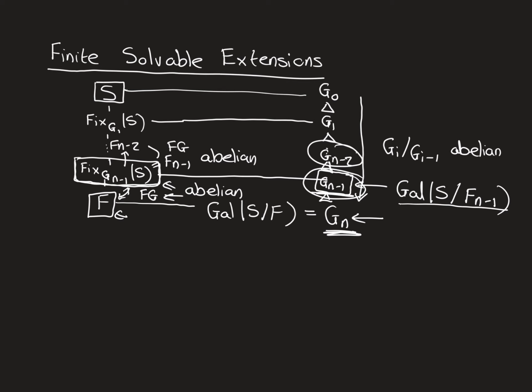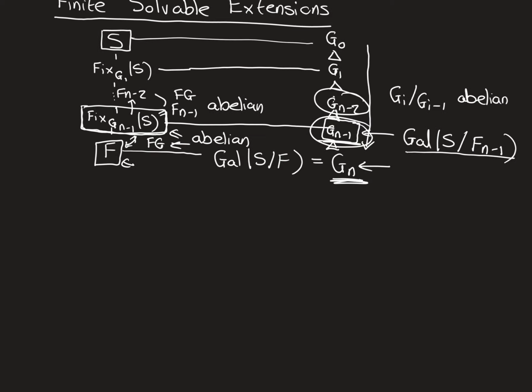And you can go on. You can conclude, basically, that all of these extensions that we've built here are finite abelian extensions. So what actually I've been able to conclude is that if I've got a finite solvable extension, it is actually built out of a whole bunch of finite abelian extensions.